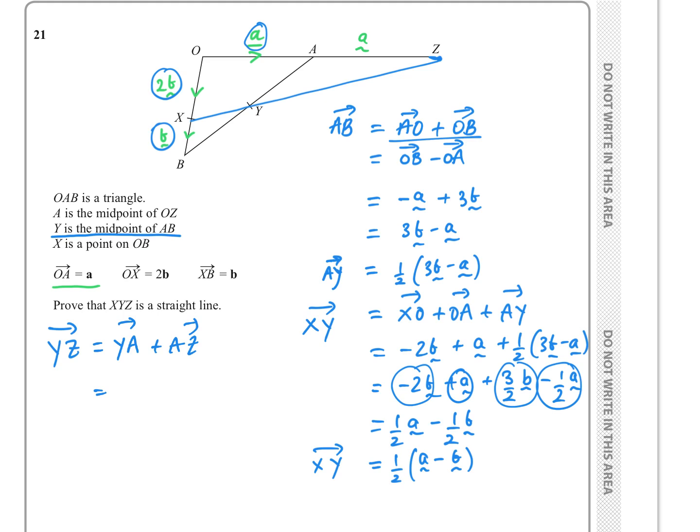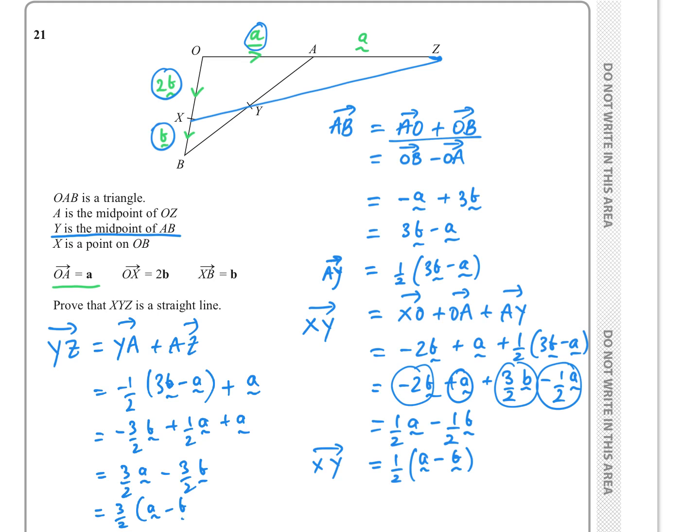Now we know what Y to A is, it's minus of AY, so it's minus a half lots of 3b minus a, plus A to Z, which is just a. So we can neaten that up a little bit. I'll do the a's first. A half and one more is 3 halves, minus 3 halves of b, and that gives us 3 halves of a minus b.